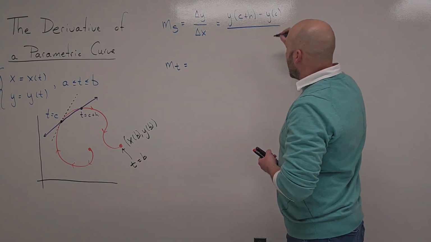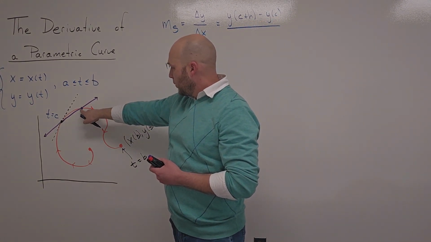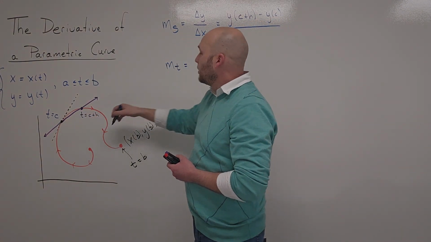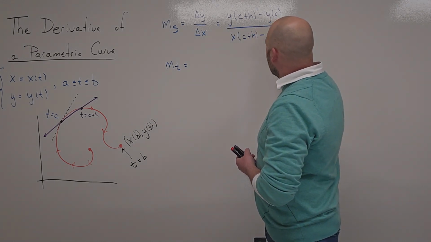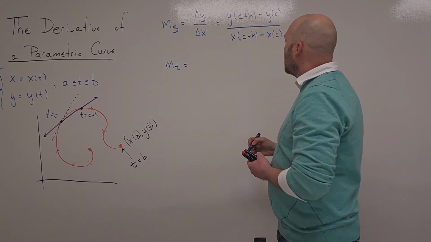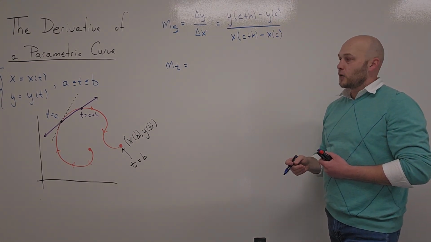Then I'm going to divide that by the change in x. The change in x would be the x coordinate here, which is x evaluated at this t value, x evaluated at c plus h, minus x of c. So that would be the formula for the slope of a secant line on this curve.